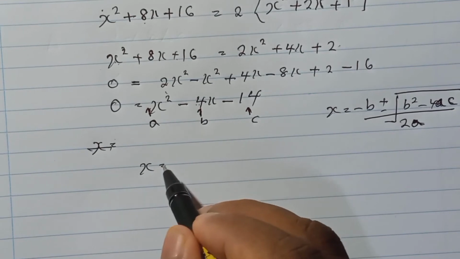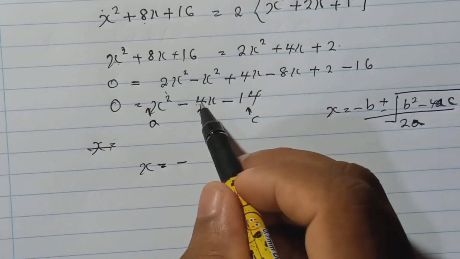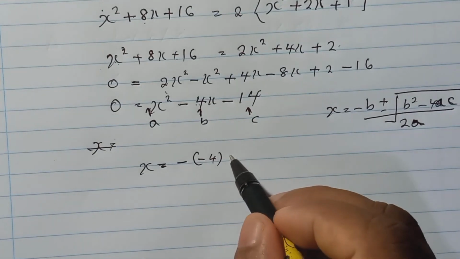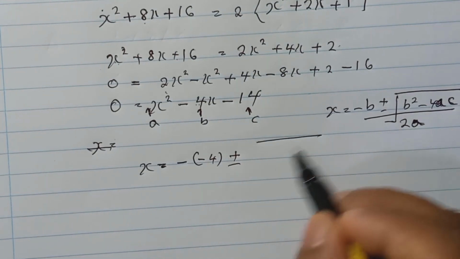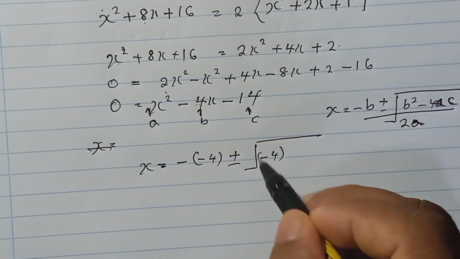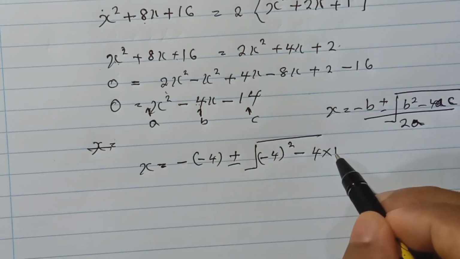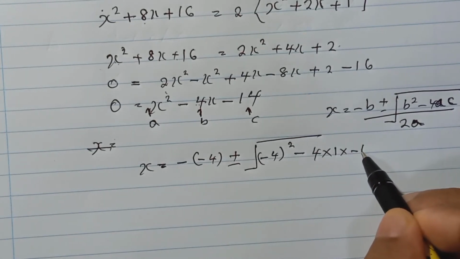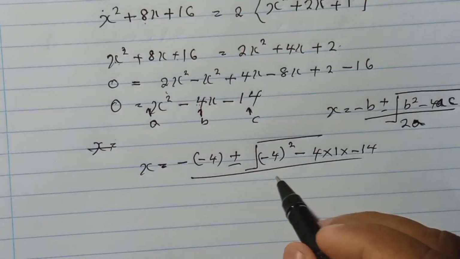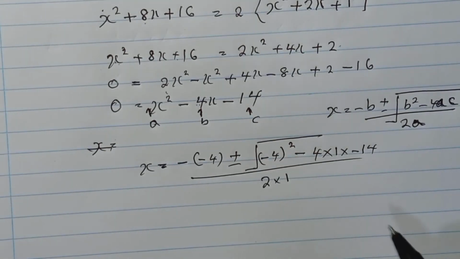Okay, for the b we already have a minus sign from the formula. b means here again minus 4, so I will put inside the bracket minus 4, and then plus or minus the square root. Inside the bracket we have b square. b square means minus 4 square, minus 4 times a, which is plus 1, and c is minus 14, right? Okay, now here we have 2 times a, again plus 1, right? Now you need to simplify this.